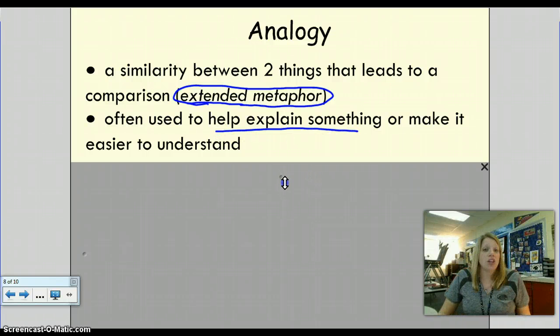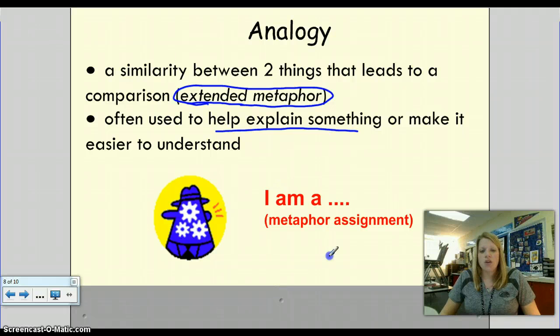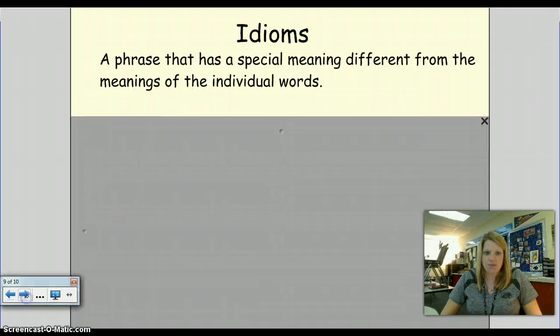It's often used to help explain something or make it easier to understand. Analogies are often used in your other content areas, in social studies and science, to help you grasp a new concept you're trying to understand. We haven't done this yet, but you can create a metaphor for yourself. The one I remember writing was, I am a bouncing ball, and it's all about being adaptable and how you can change based off of what's going on. If it's extended out, it becomes an analogy.